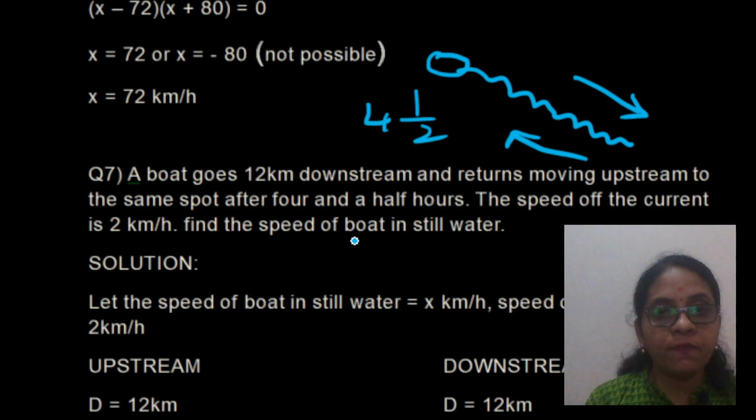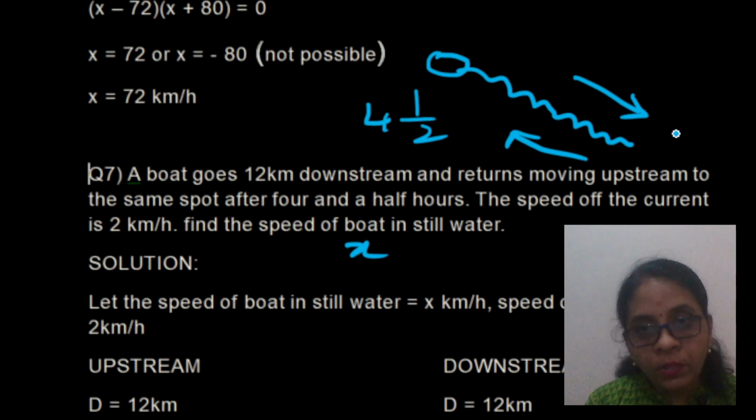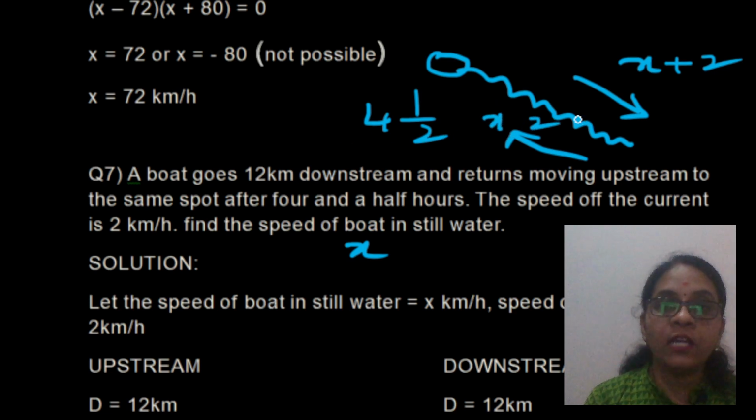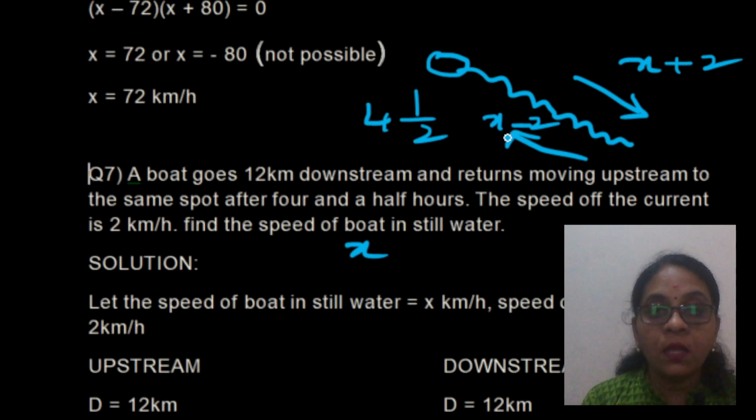So in still water, if we assume the speed of the boat as x km per hour, when it is going down the stream, it will be x plus 2, and when it is going up the stream, it will be x minus 2. Children, remember always that the speed of the boat should be more than the speed of the stream. If the speed of the stream is more than that of the boat, your boat will be taken away. The stream will engulf the boat, just like a huge tsunami wave. So remember, the speed of the boat will always be more than the speed of the stream.